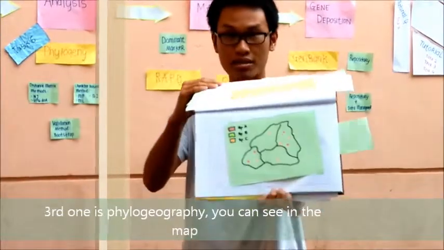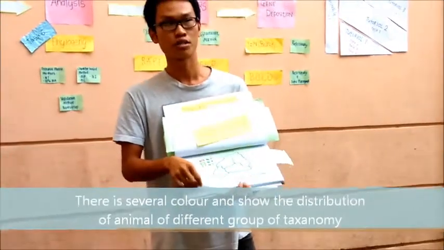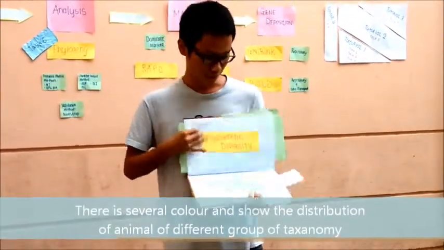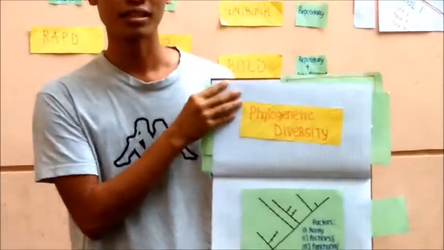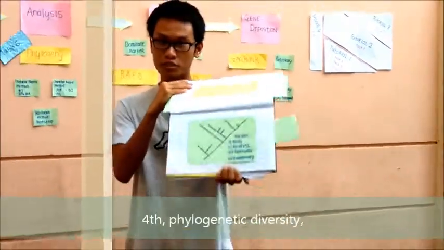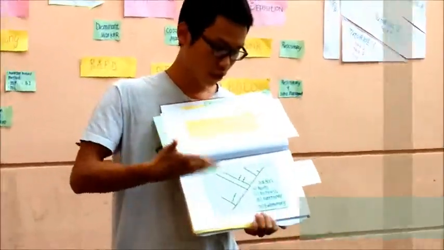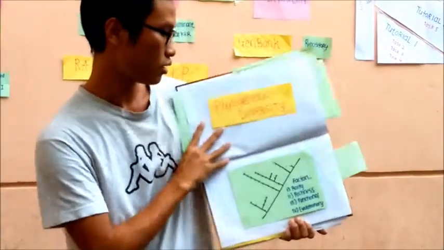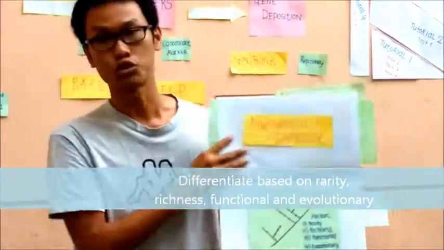The phylogeography talks about the maps, and as you can see inside the maps they have several colors, and this shows the distributions of the different animals or the different groups of taxonomy. The fourth one, phylogenetic diversity, is very simple. The picture tells everything. You can see the phylogenetic diversity is differentiated based on diversity, richness, functionals, and the evolutionary.